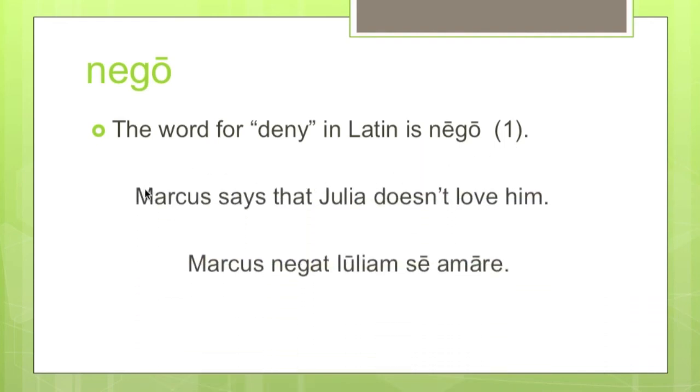So let's say we want to say that Marcus says that Julia doesn't love him. You must say in Latin, Marcus negat Juliam se amare. Marcus denies Julia to love him. You cannot use dico in this situation and then have a non here. That would be bad Latin. So instead of saying say not, Latin says negat.